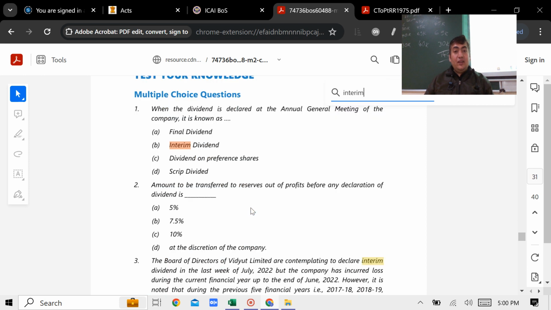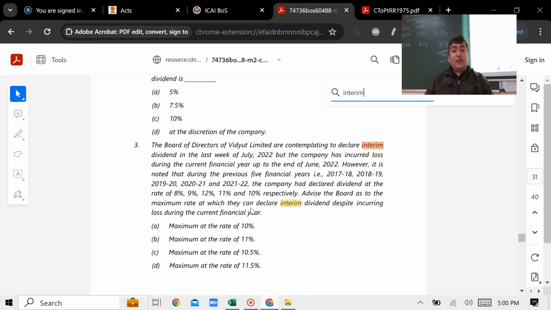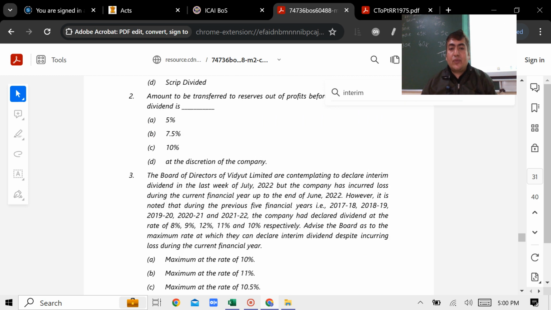Look, they are so smart. They know this point is very important. This is the question they are asking in the exam. It is an MCQ. The board of directors of Vidyut Limited are contemplating to declare an interim dividend in the last week of July 22, which is just after the first quarter end. But the company has incurred a loss during June 22.